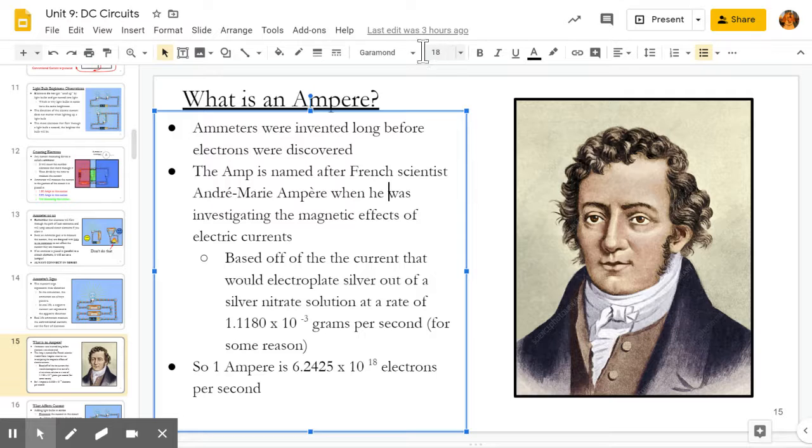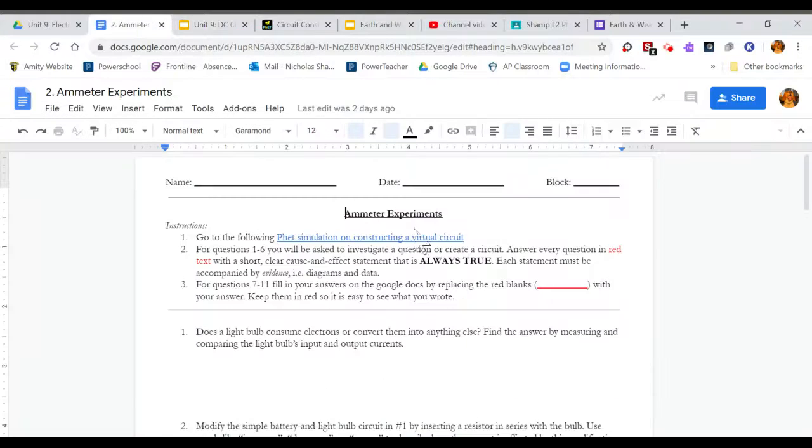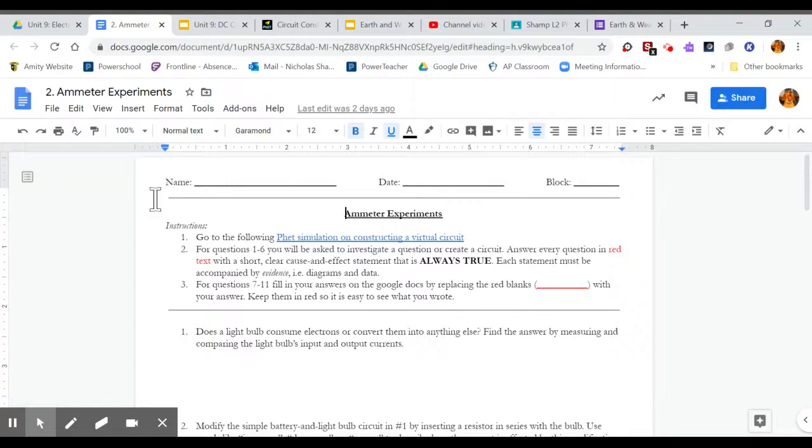So the goal of the activity that we're going to be playing with next is doing a series of experiments with ammeters. The biggest thing that I want you to focus on is that for some of the questions, you're going to investigate something, and I want you to answer it in red text with a short, clear cause and effect statement that is always going to be true. And you should be providing evidence, or you can paste in a picture for these questions. And then 7 through 11 will just be asking you to replace the red blanks like you did before.